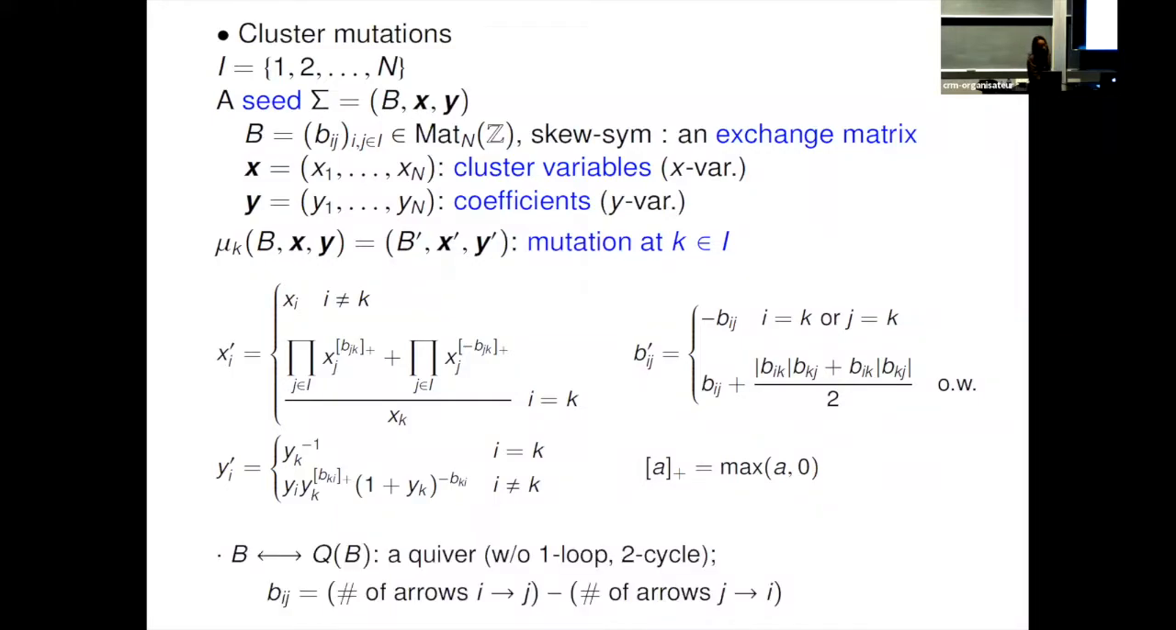Today, I only consider the case that B is skew-symmetric, but in general, this mutation is defined for skew-symmetrizable matrices. In the skew-symmetric case, there is a one-to-one correspondence between skew-symmetric matrices B and quivers without loops and 2-cycles. The correspondence is given by this. The ij entry of the matrix B is the number of arrows from i to j in the quiver minus the number of arrows in the opposite direction. So it means that if you have 2-cycles in the quiver, they are canceled by this formula. So this is the basic thing.